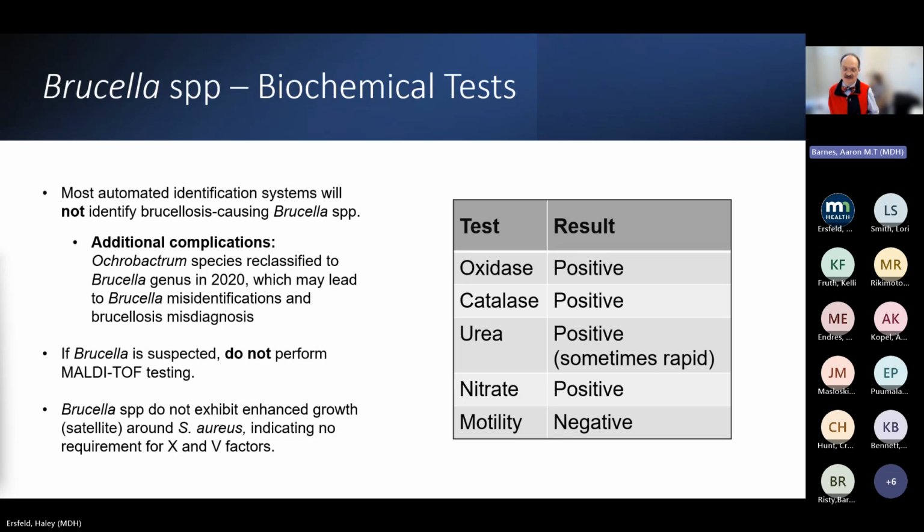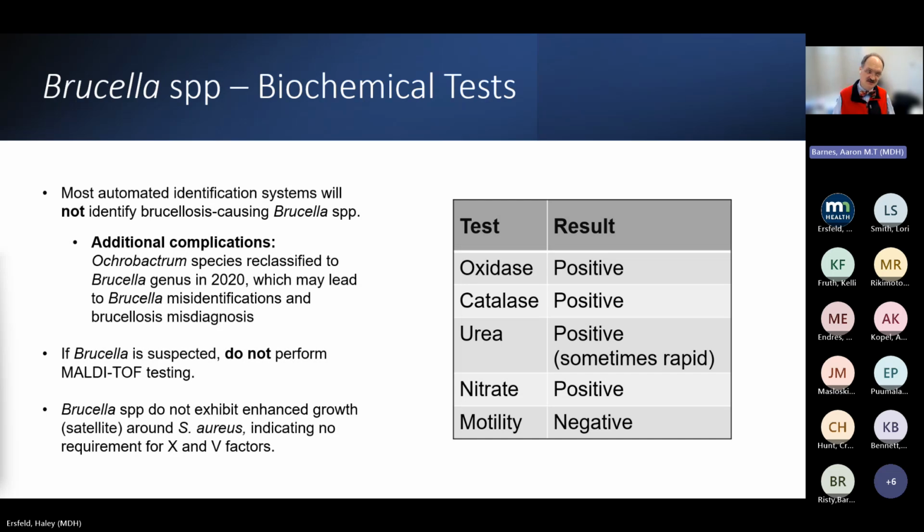Biochemically, I generally think of Brucella as the thing that is positive. So it's positive for oxidase and catalase, nitrate positive. It is motility negative. You're going to have to remember that one. The definitive biochemical test here is urease activity. They're all positive for urease. Most of them are overnight. One or two strains can go positive a lot faster, sometimes in as little as 10 minutes.